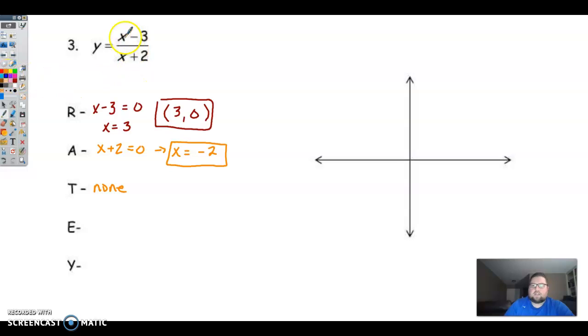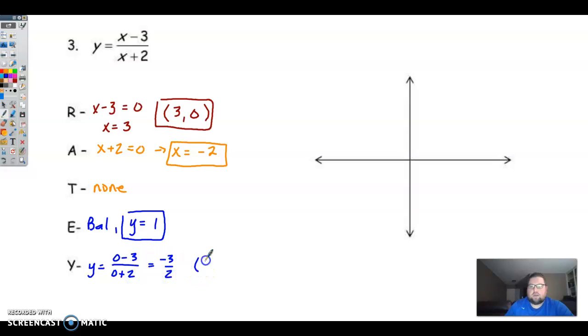In end behavior, we're back to a balanced. Look at the exponents, they're both 1. So balanced. And so this is where we divide the coefficients, which are also both 1. 1 divided by 1 is 1, so y equals 1. And then for our y-intercept, we plug in 0 for x. So 0 minus 3 over 0 plus 2. That is -3/2. So my y-intercept is (0, -3/2).